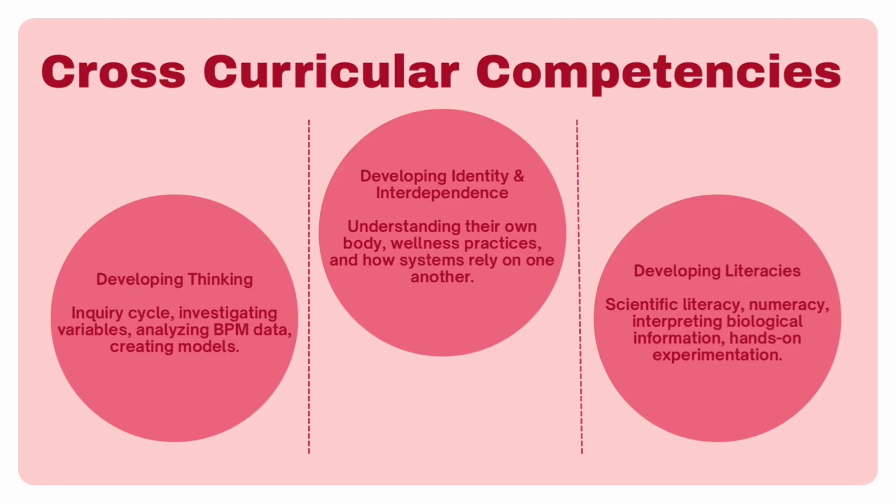So the cross-curricular competencies that we'll be hitting are developing thinking: inquiry cycle, investigating variables, analyzing BPM data, and creating models. We're going to hit developing identity and interdependence. They're going to be understanding their own body wellness practices and how systems rely on one another. And lastly, developing literacies: scientific literacy, numeracy, interpreting biological information, hands-on experimentation.